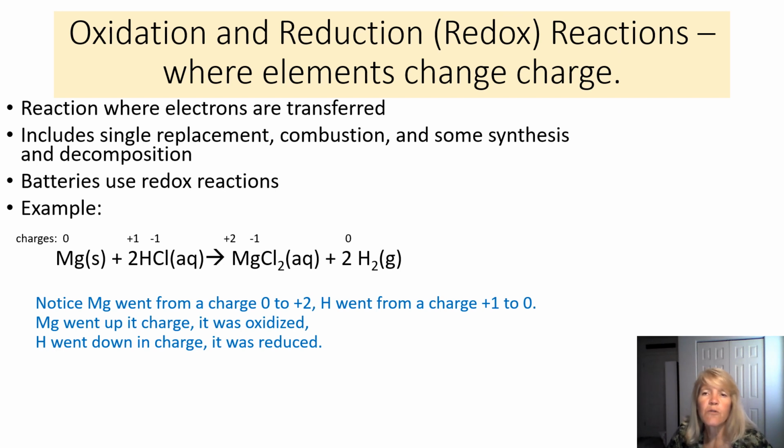Oxidation reduction or redox reactions are where elements change charge. Reactions where electrons are transferred. So you can think of the electrons moving from one element to another. And a lot of the categories, most of the single replacement and decomposition are also redox, and combustion and single replacement are also redox reactions. So a whole bunch of the reaction types fall into this category.